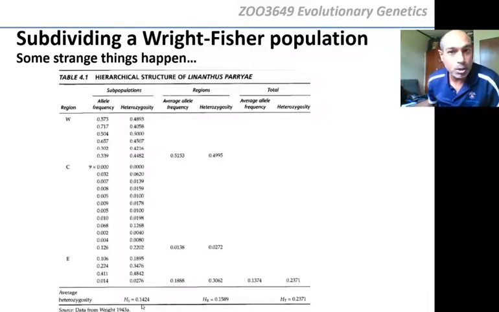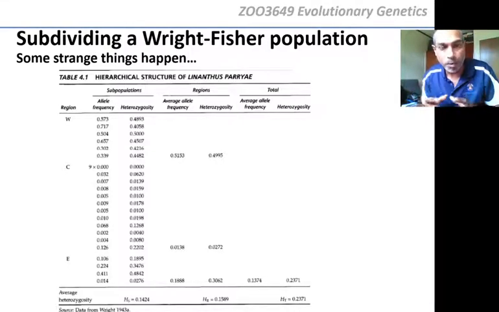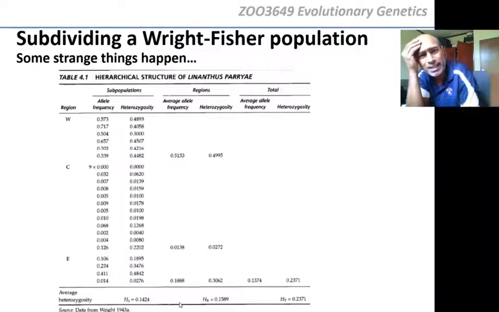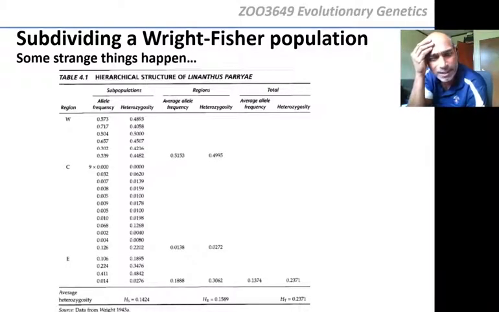Well, Wright thought, yes, if my Wright Fisher population has no structure inside it, I should see exactly the same heterozygosity when I take the regions. But does he? He doesn't. Look, he actually finds a different heterozygosity, 0.1589, compared to 0.1424. So he was scratching his head thinking, I'm expecting to get exactly the same, but I'm not getting the same.